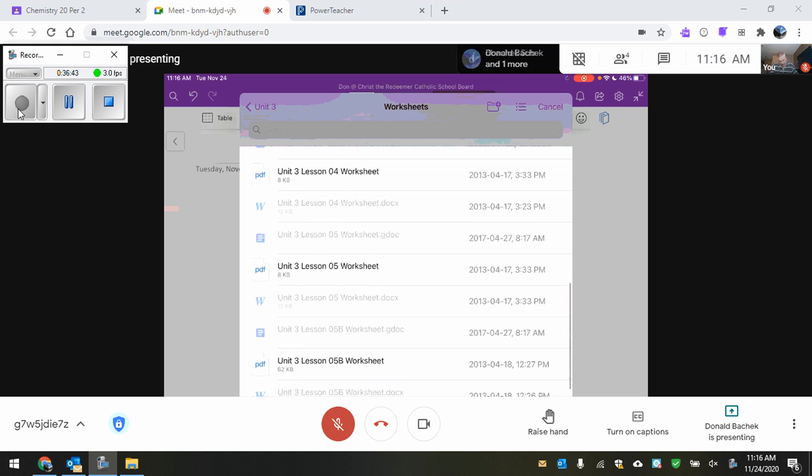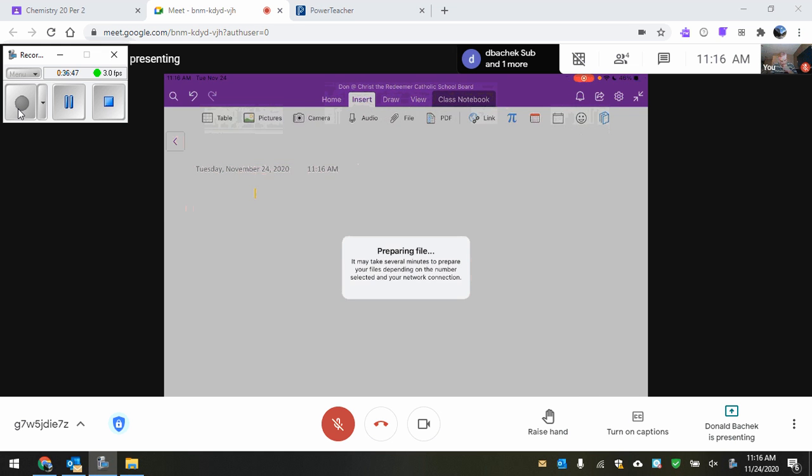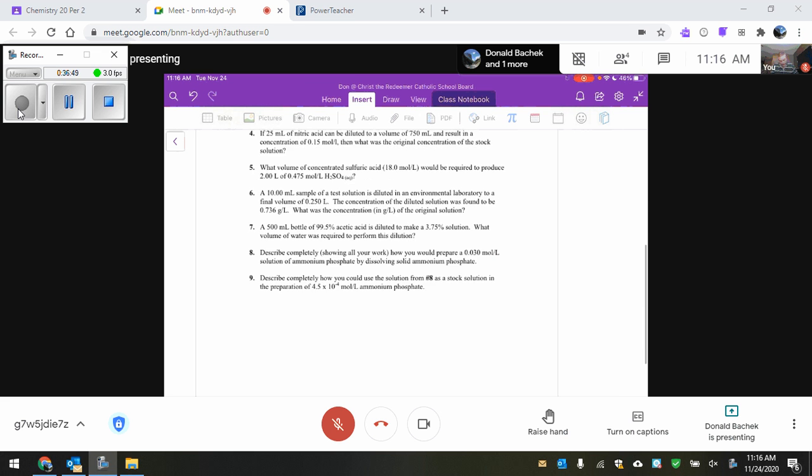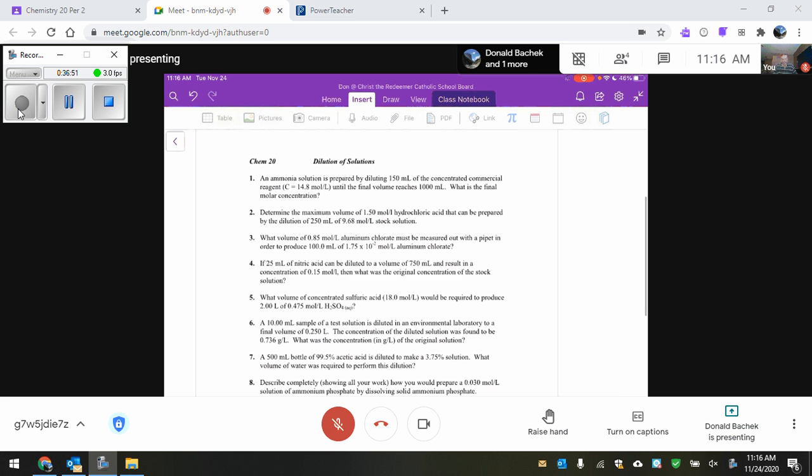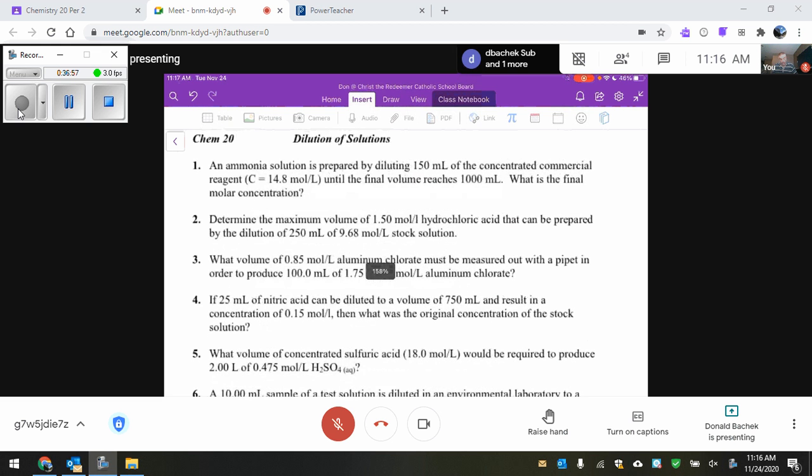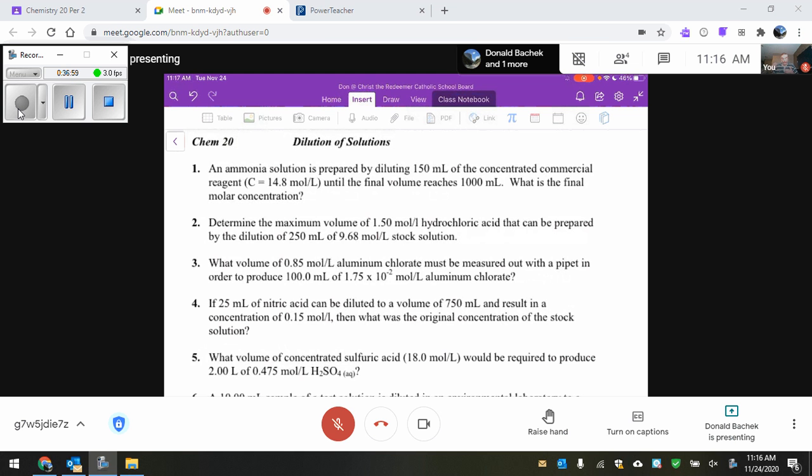It's going to look a little something like this. Is this the one? Let me just check here. Yeah, here we go. So there's about 9 questions, and again, it talks a little bit about dilution of solutions. So just remember C1V1 = C2V2, and that should be okay. C1V1 = C2V2 is basically what you're doing.